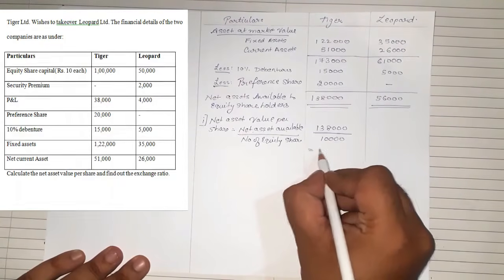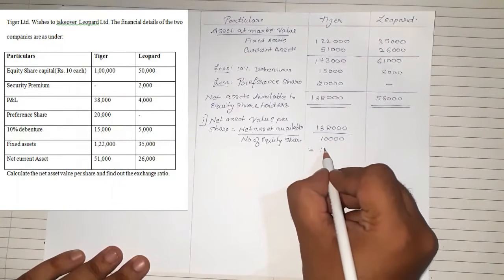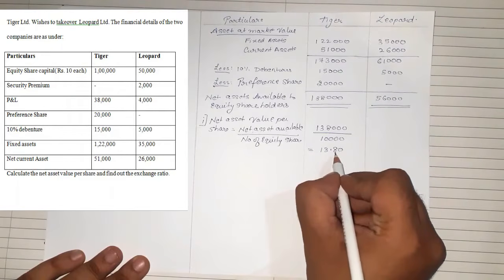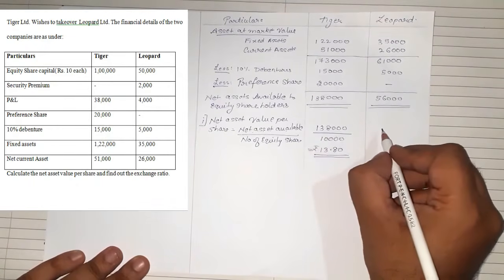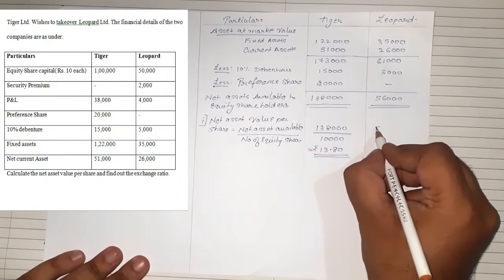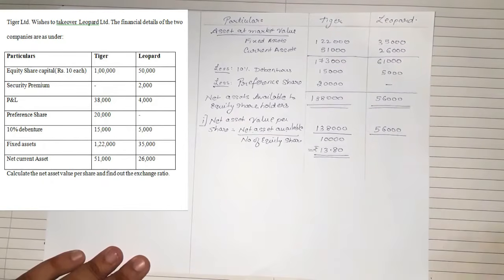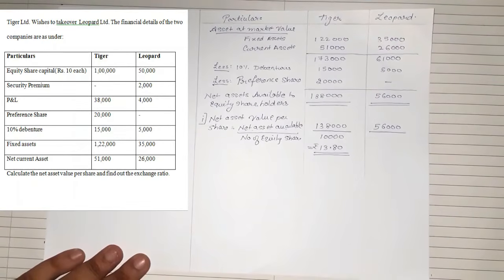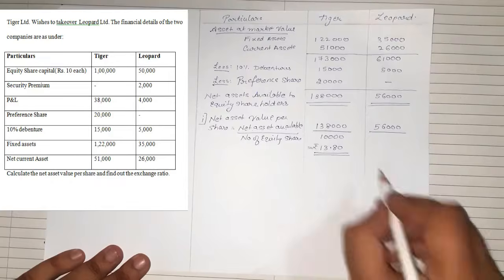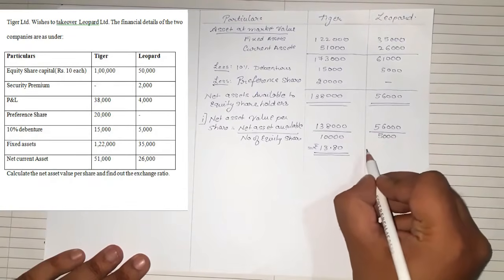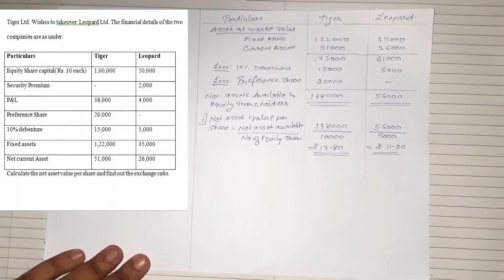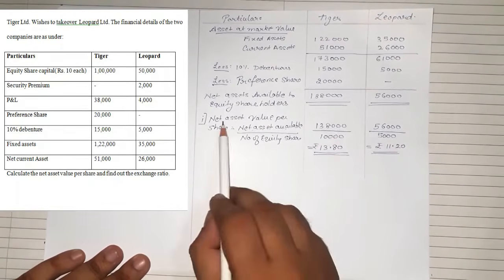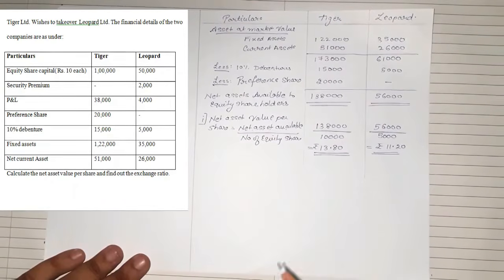So 1,38,000 divided by 10,000, we get the value of share as rupees 13.80. That's rupees 13.80 per share, the net asset value of the share. Similarly, for the Leopard Limited, it will be 56,000 divided by the number of shares. Now the value is given here as 50,000 of 10 rupees each. So 50,000 divided by 10 is 5,000 shares. So we note down this as 5,000. You divide, your total value should be rupees 11.20. So that's the first answer, that is net asset value per share as per net asset value method.